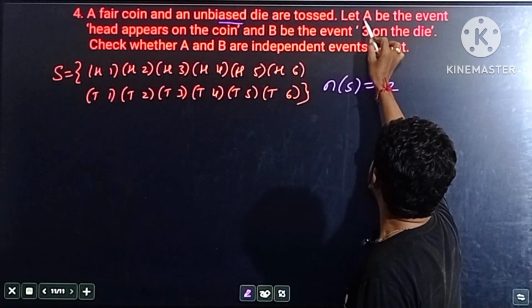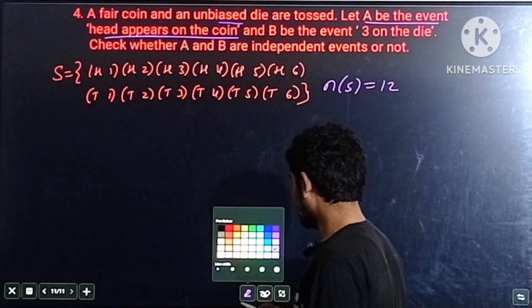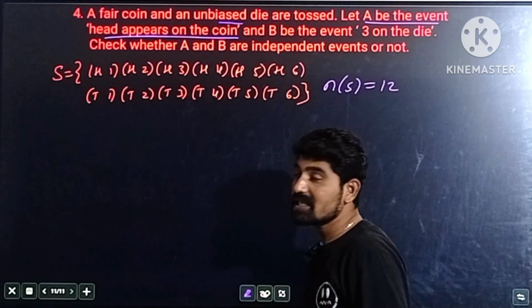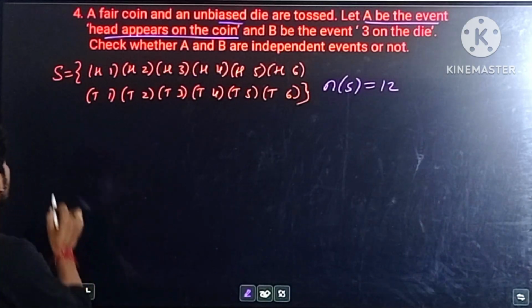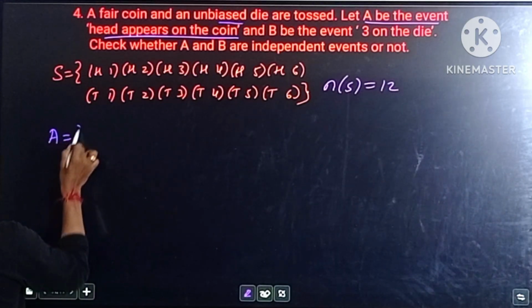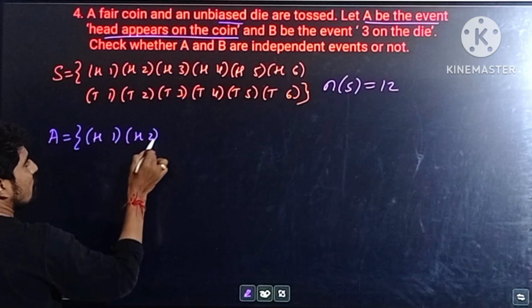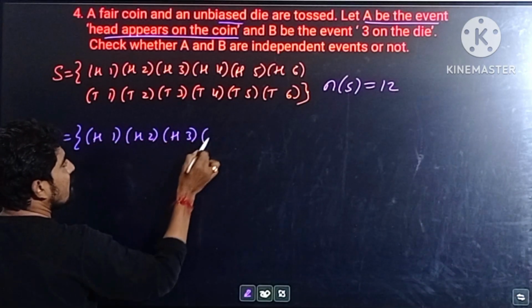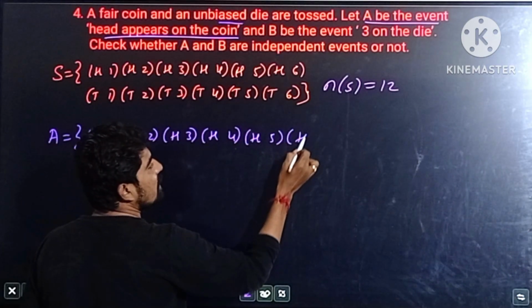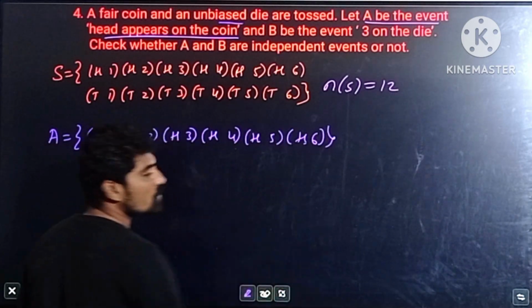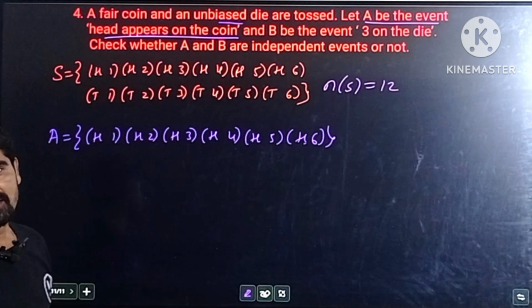And now it is given that A is the event, head appears on the coin. So here A is the event which consists of the outcomes in which the coin shows head. Therefore, the outcomes of the event A are H1, H2, H3, H4, H5, H6. So these are the only 6 possibilities in event A, because event A itself says that head appears on the coin.